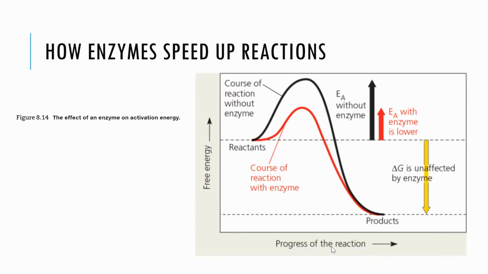Here is a graph showing the course of the reaction with and without the enzyme. The black line shows without an enzyme and the red line is with. So you can see that the overall delta G is unaffected, but the amount of energy it takes to go over the hill of the course of the reaction is much, much lower, which therefore will increase the speed.